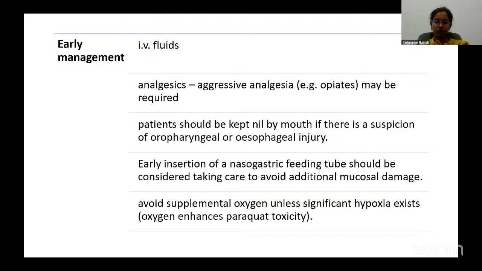Avoid supplementary oxygen unless the patient is significantly hypoxic, because oxygen itself enhances paraquat toxicity, because it releases oxygen free radicals. Oxygen supplementation will increase the free radical concentration and further helps in the damage of the organs.